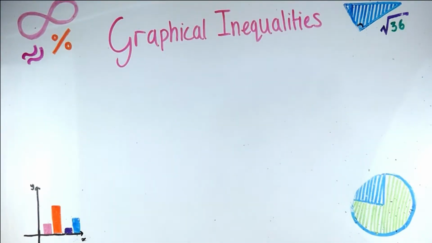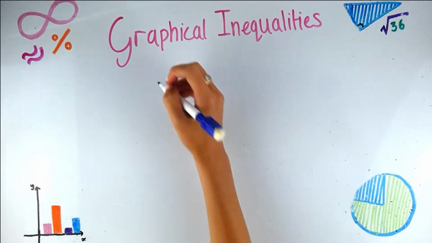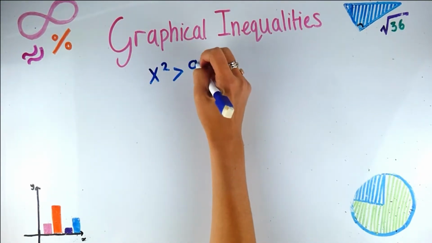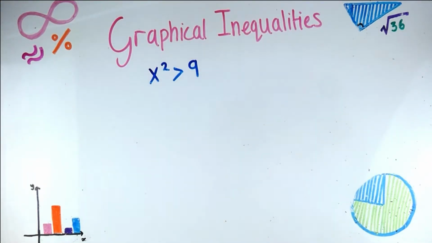Graphical inequalities. These are a bit harder than the other inequalities because to find the solution you do a quick sketch of a graph. I'm just going to introduce it and show these rules, but I wouldn't learn the rules because I would draw the graph. These rules would apply to things like x squared is greater than 9, and I want to solve that.